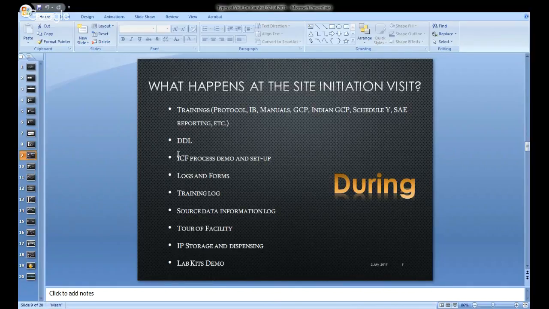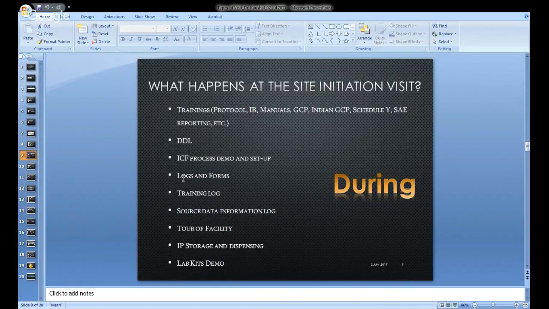Also, if it is a pediatric population study, you would have an informed consent form as well as an assent form. How the assent has to be taken, who would be the signing authority, and how the pediatric population or the children would be briefed has to be discussed in detail when we talk about the ICF process. Logs and forms. Again, I would say, what is documented is done.